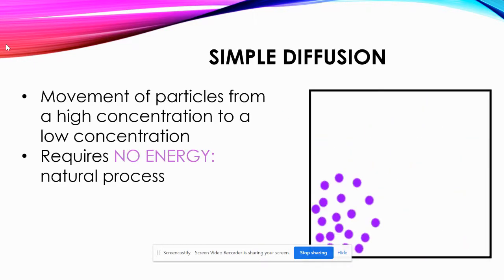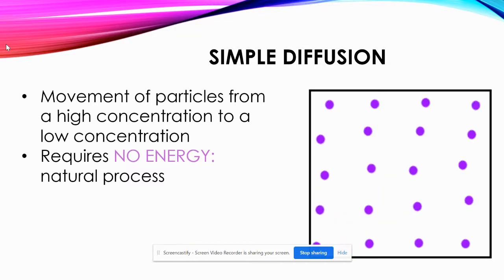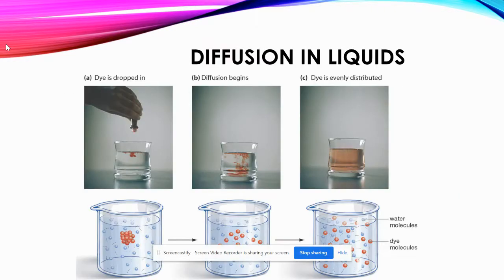So simple diffusion. This picture shows it. If you imagine that is a drop of food coloring, you can see that it goes from high concentration to low concentration. That's diffusion, and it requires no energy.